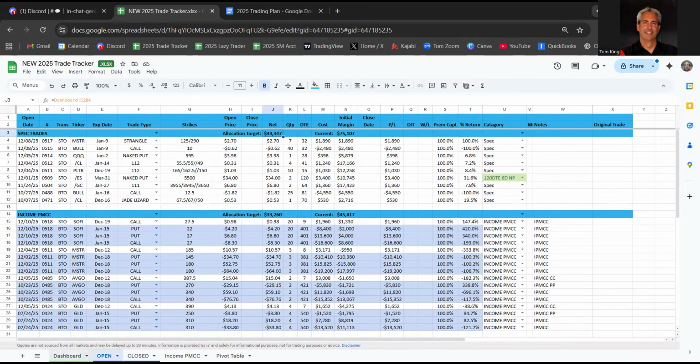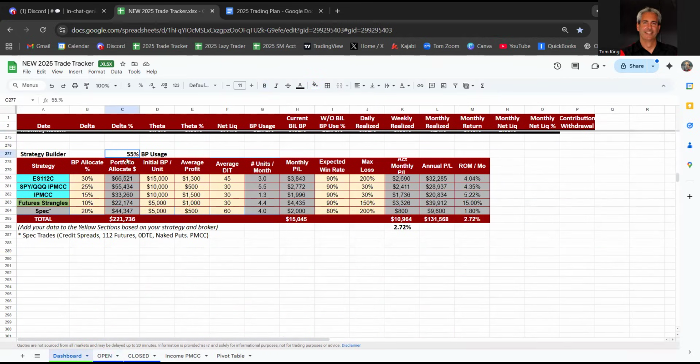Okay. Oh, and let's go back to the dashboard one more time. I have a target rate of around 55% of BP usage at all times. I don't flex it. It doesn't go up. It doesn't go down. Okay, it can, but as far as goals go, no, it doesn't go down when VIX drops. It doesn't go up when VIX rises. It's at 55% almost all of the time. That's where I feel very comfortable with the trade strategies that I have.